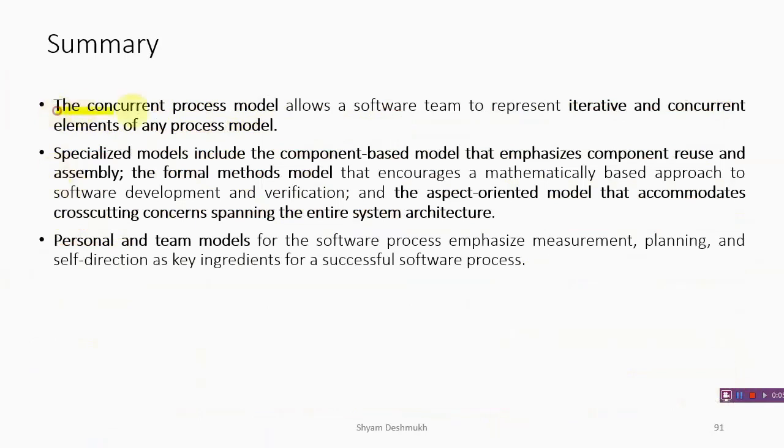The concurrent process model allows a software team to represent iterative and concurrent elements of any process model. Specialized models include the component-based model that emphasizes component use and assembly, the formal methods model that encourages a mathematically based approach to software development and verification, and the aspect-oriented model that accommodates cross-cutting concerns spanning the entire system architecture. Personal and team models for the software process emphasize measurement, planning, and self-direction as key ingredients for a successful software process.